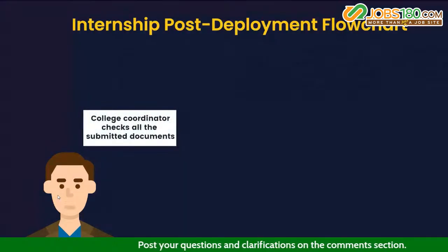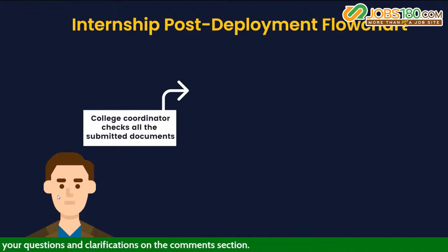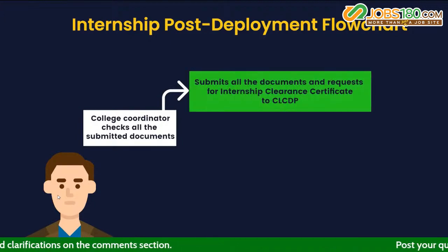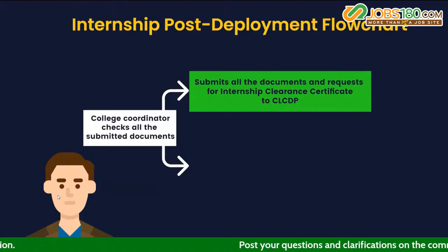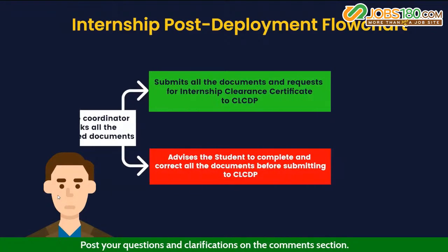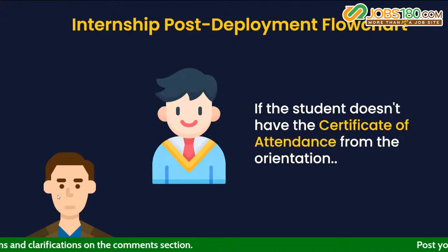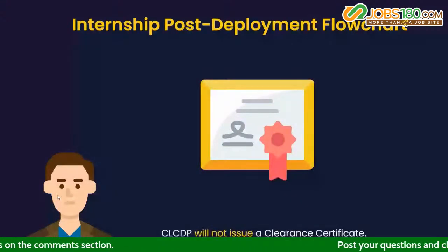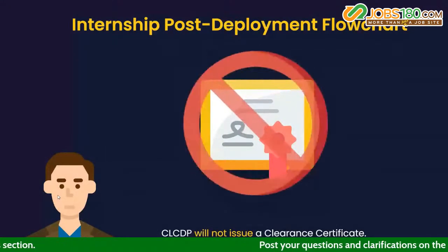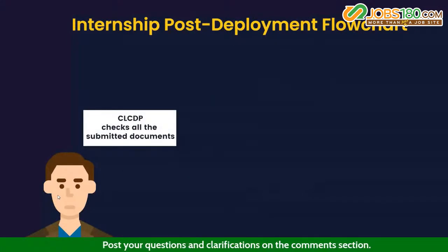College coordinator checks the submitted documents. If the documents are complete and correct, coordinator submits all the documents and requests for internship clearance certificate. If not, coordinator advises the student to complete and correct all the documents before submitting. Note that if the student doesn't have the certificate of attendance from the orientation, CLCDP will not release the student's internship clearance certificate. CLCDP checks all the submitted documents from the coordinator.